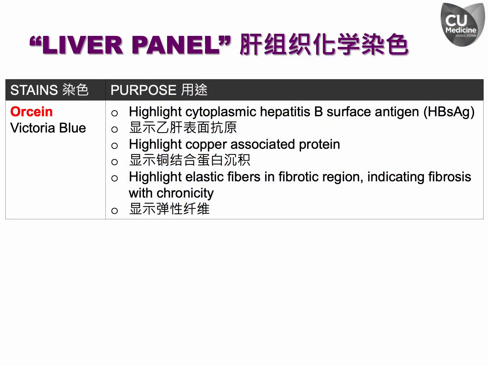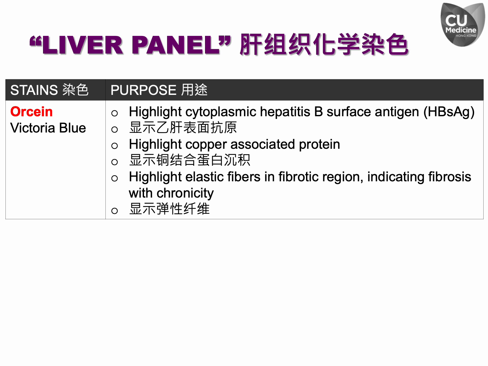Orcein stain and its alternative Victoria blue stain are effective for highlighting the cytoplasmic hepatitis B surface antigen. Additionally, these stains can indirectly identify copper by staining copper-associated proteins like metallothionein. They are considered superior to direct copper stains, such as rhodanine and rubeanic acid, because copper is highly soluble and can be lost in poorly buffered formalin.